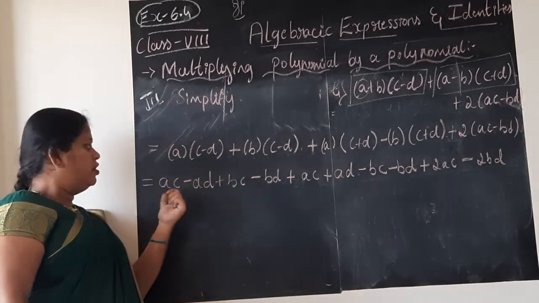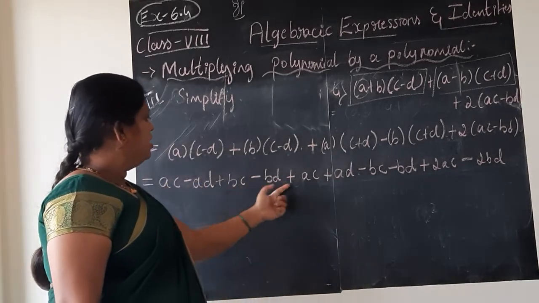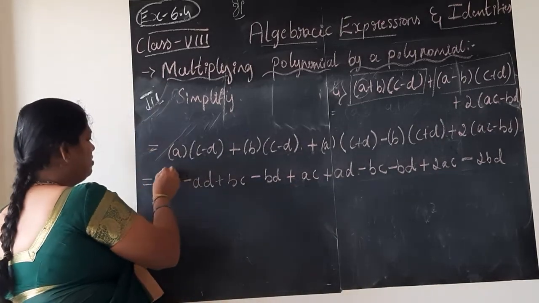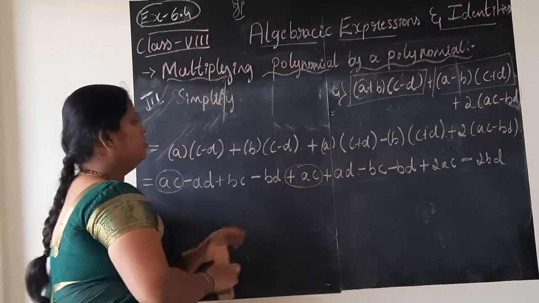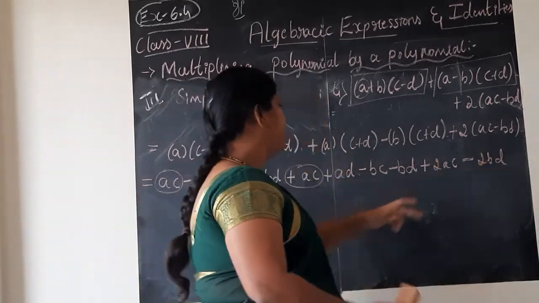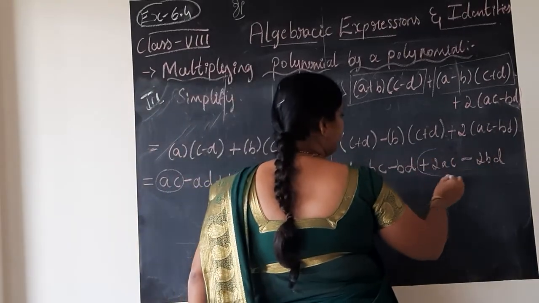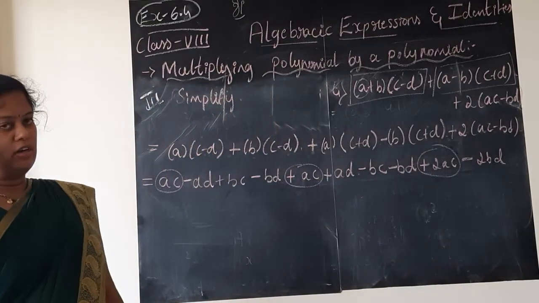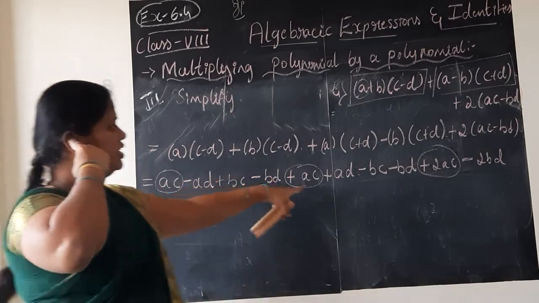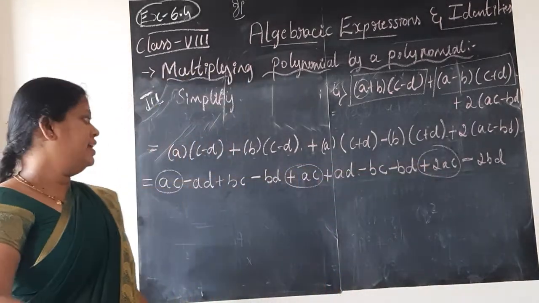AC is my first term. Do I have one more AC? Yes, here I have. See, let me mark it for you. One AC and second AC. Do I have one more AC? Yes, I have here 2 AC. Correct? Yes, and that's all. I have 3 terms here, children, with AC, AC and AC.